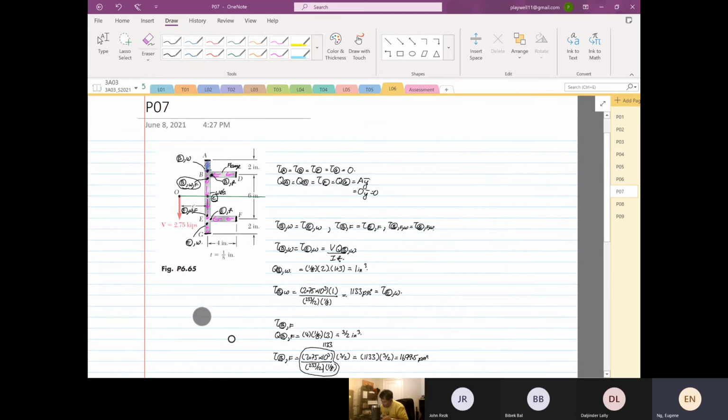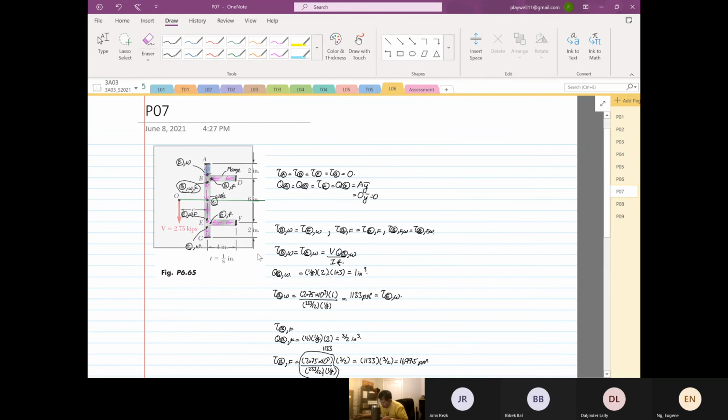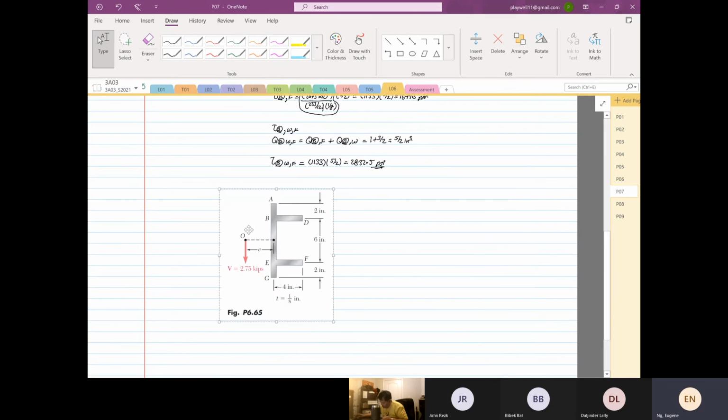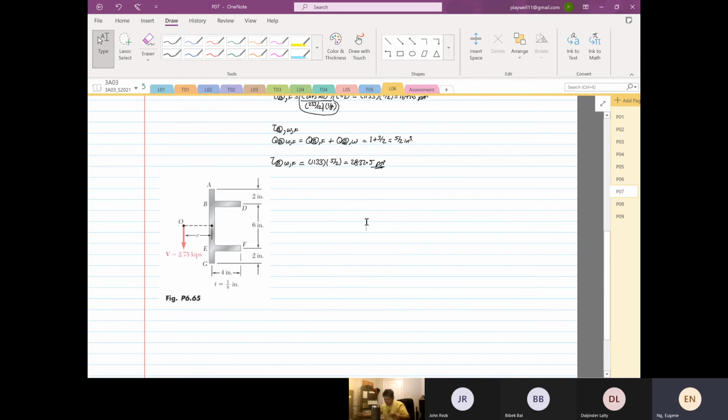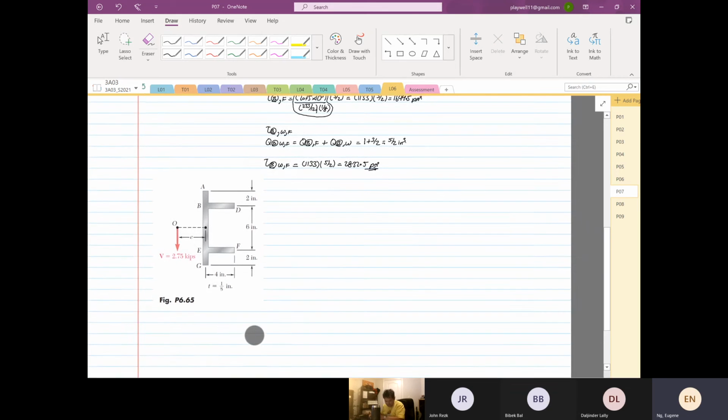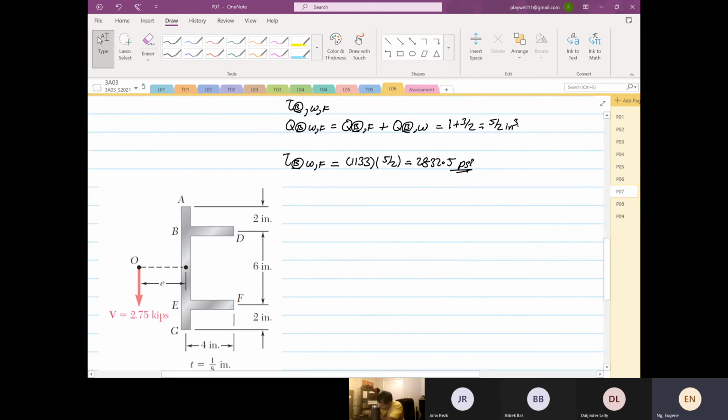And finally, we are going to find Q max, or maximum shear. So we know that maximum shear will occur at the centroid.